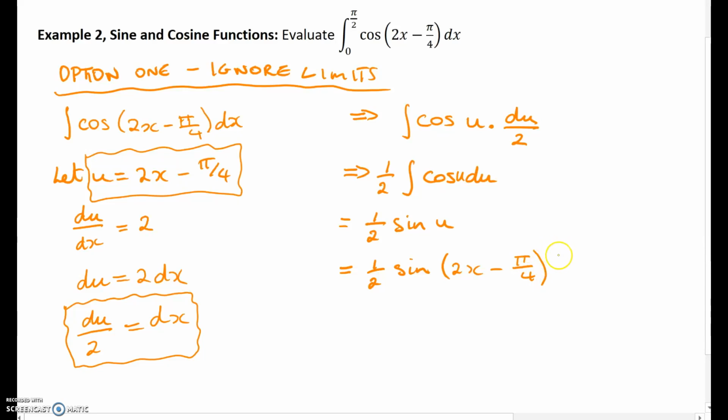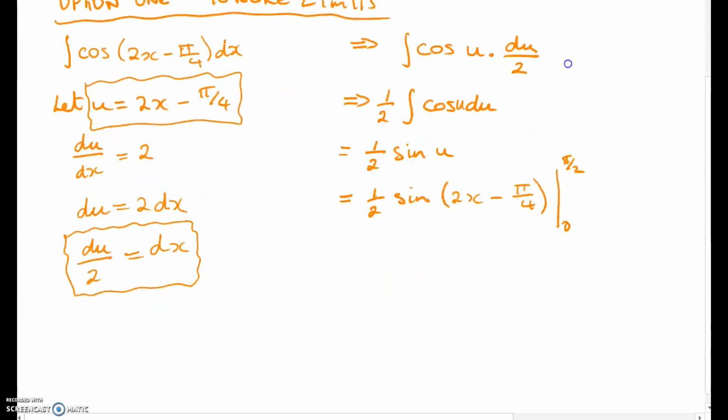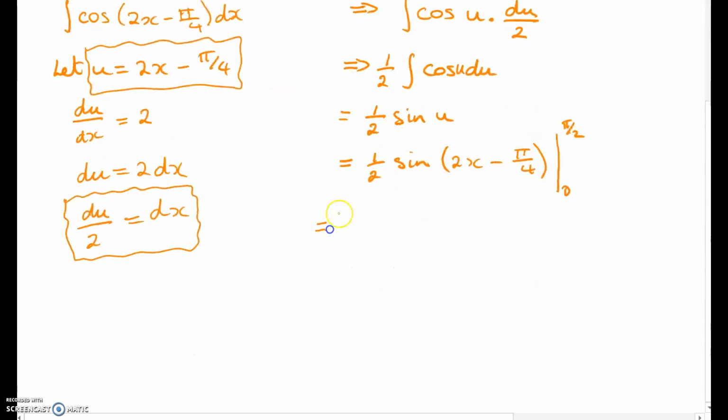And now we've brought our x back, so let's bring back our limits as well, from 0 to pi over 2. So this is going to be 1/2 times the sine of 2 times pi over 2 minus pi over 4, minus 1/2 times the sine of 2 times 0 minus pi over 4.